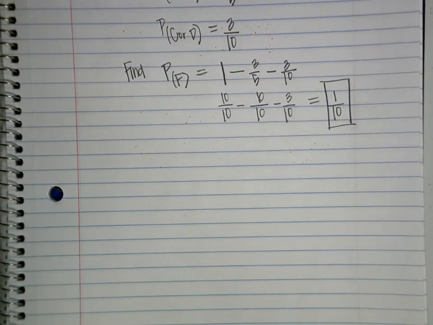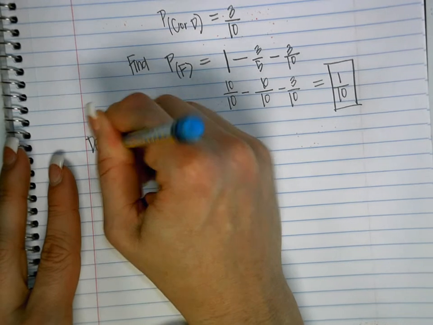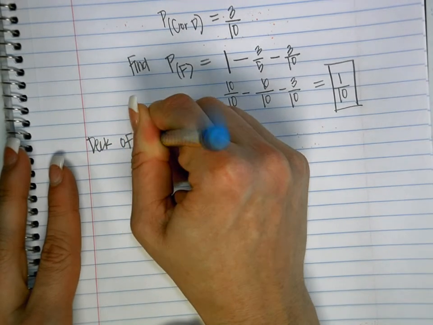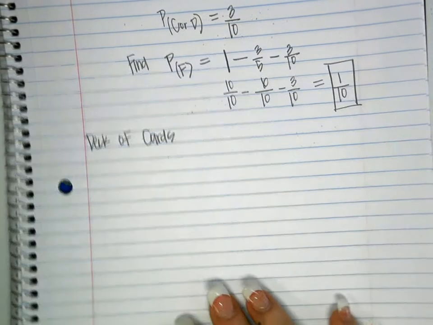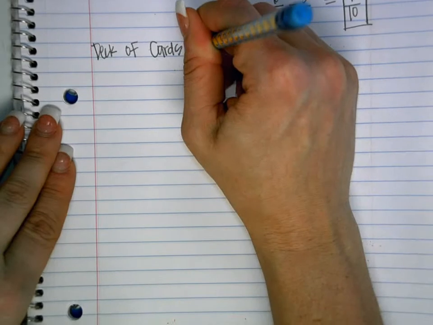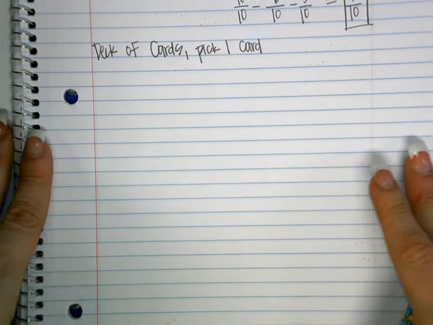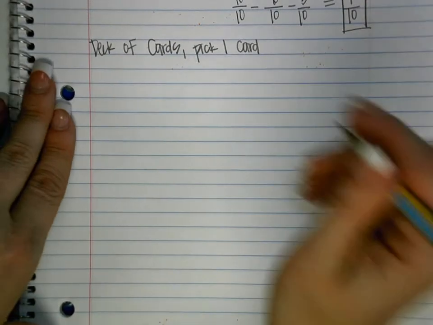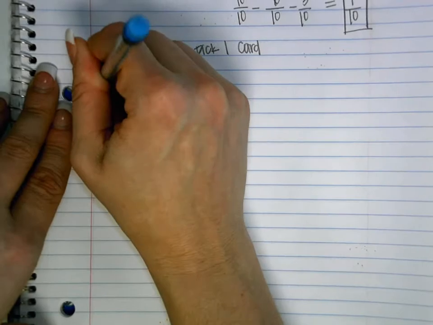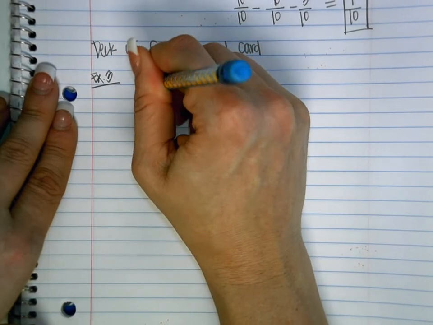Next stuff that we're going to go over is when we're dealing with a deck of cards. If you are given a deck of cards and we are going to pick one card. For example, number 3, I want you to tell me what is the probability of picking a black card.